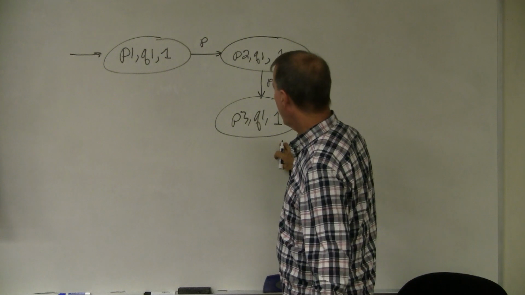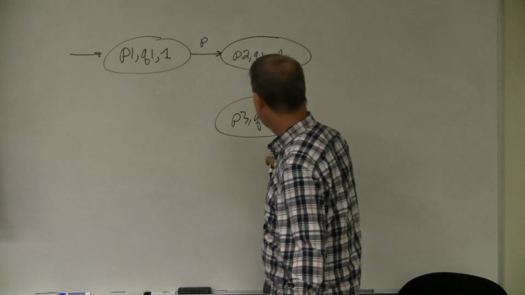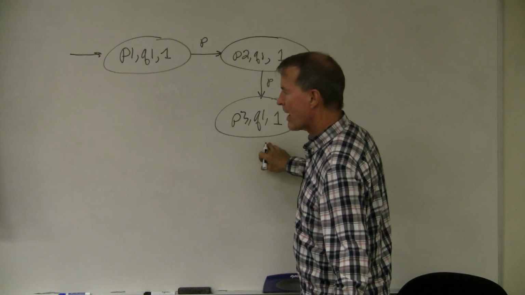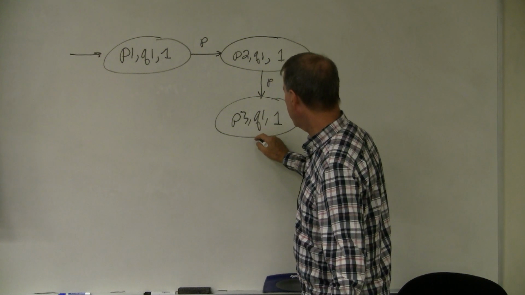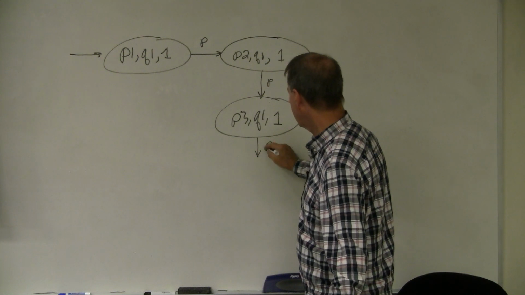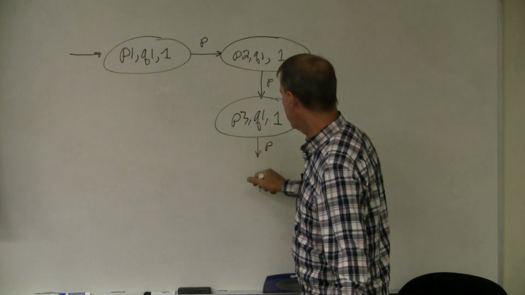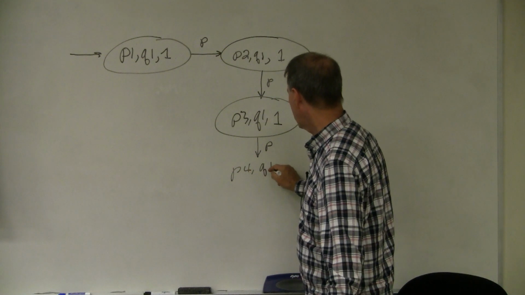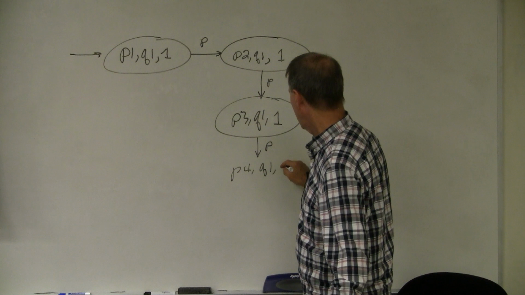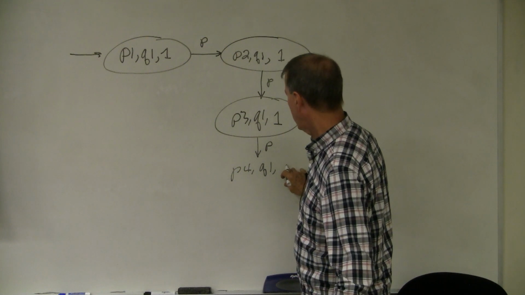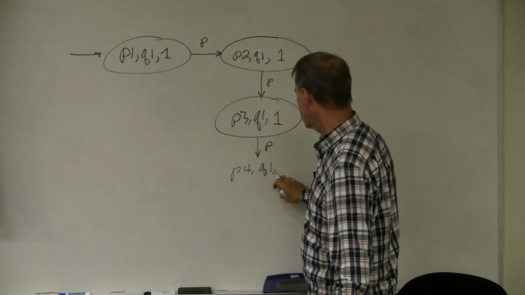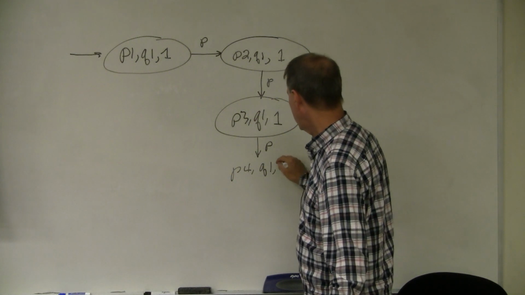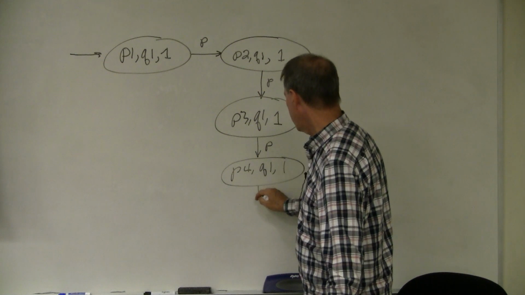All right. And now, I think my geometry is not very good here. And now what would happen if we do P again? If P executes again, that would be P4, Q1, and P4 hasn't executed yet, so turn is 1. And then again?